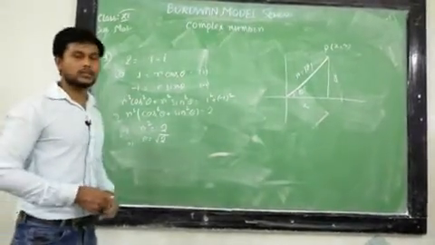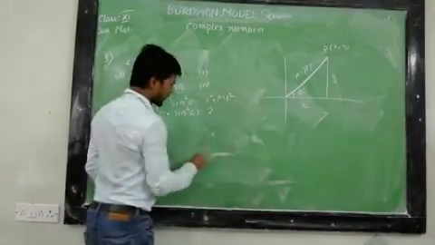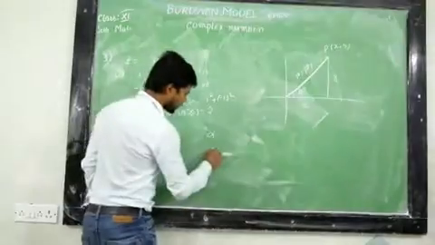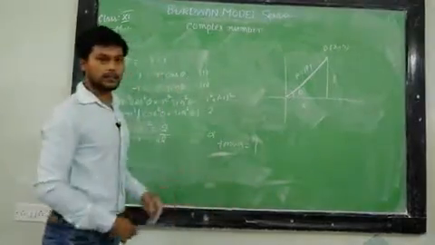Now we have to calculate the argument of the complex number. So let alpha be the angle made by the line with the positive direction of x-axis. Then we know that tan alpha equal to, the formula is b by a.